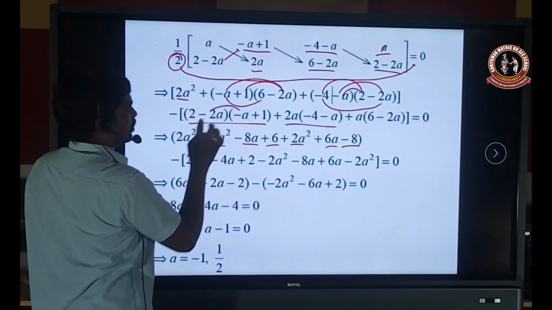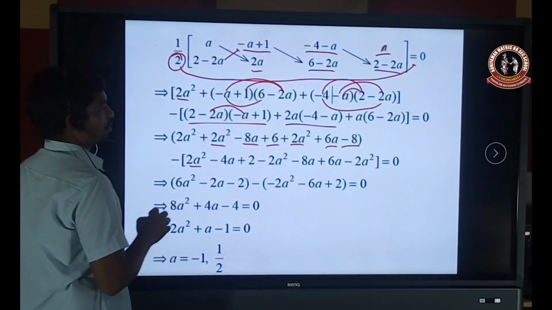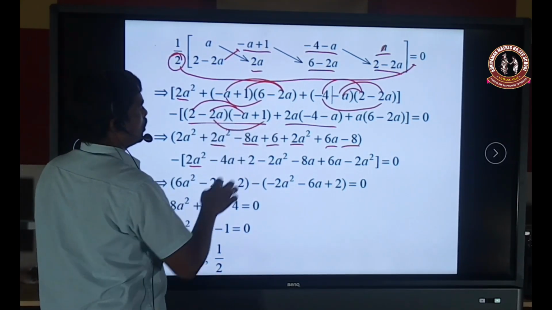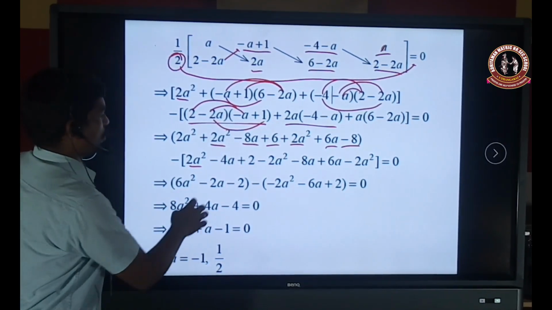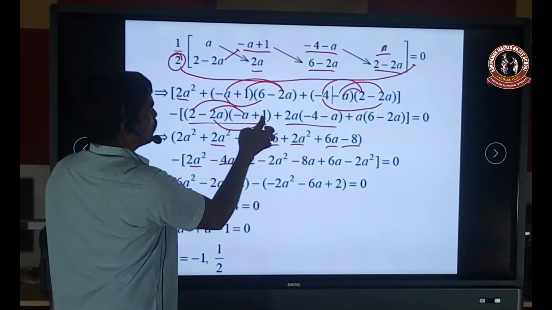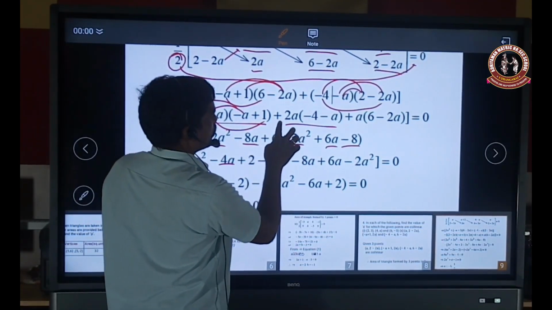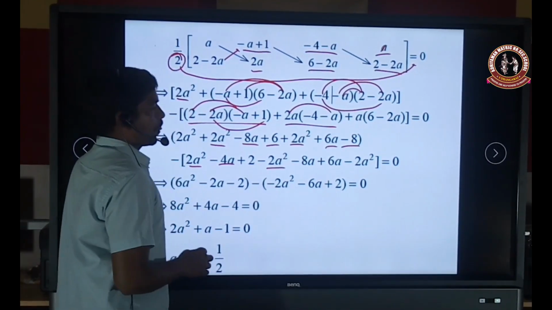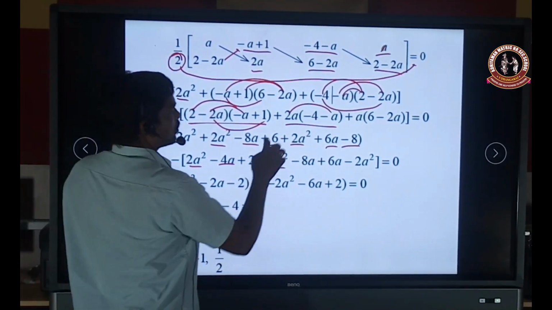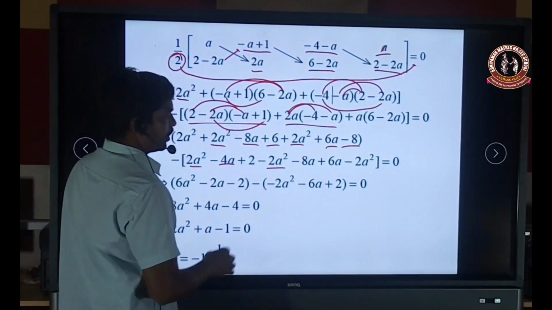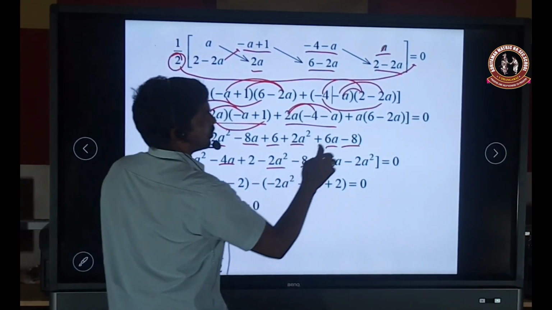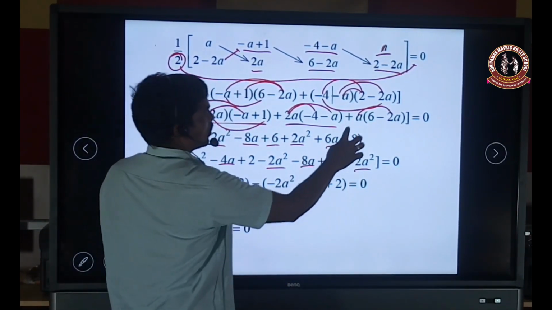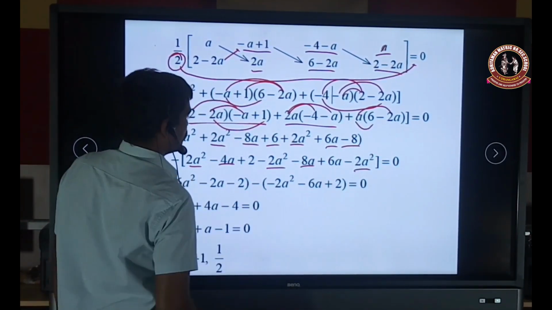Next, minus 2a into minus a equal to 2a square. Next 2 into minus a equal to minus 2a. Minus 2a into 1 equal to minus 2a, equal to minus 4, and 2 into 1 equal to 2. Next plus 2 into minus a square equal to minus 2a square. 2a into minus 4 equal to minus 8. Next a into minus 2a equal to minus 2a square. Next a into 6 equal to 6a.